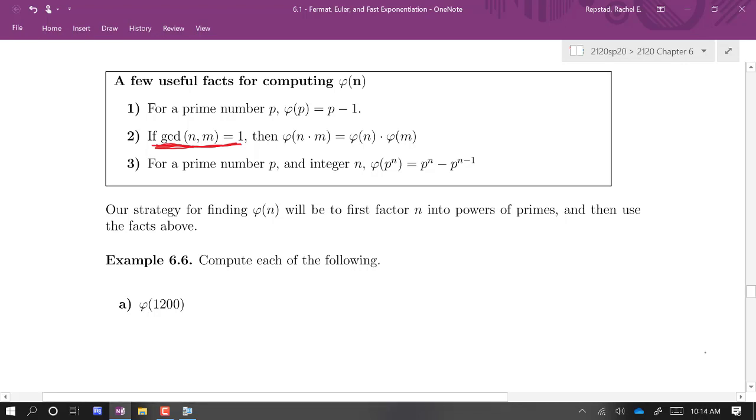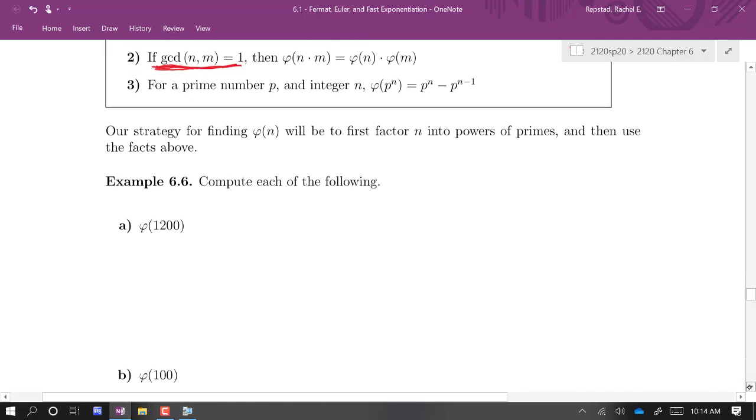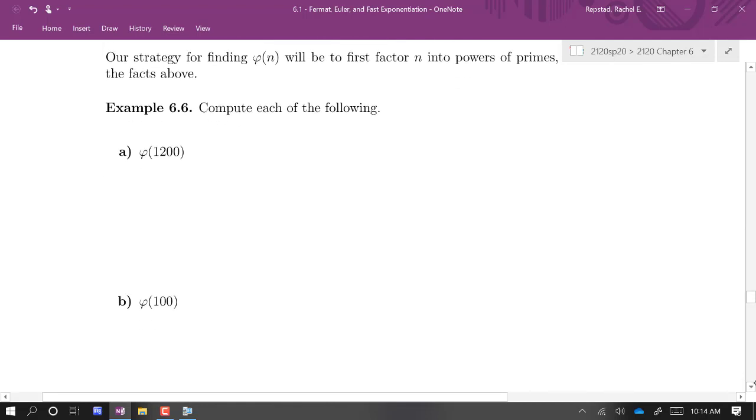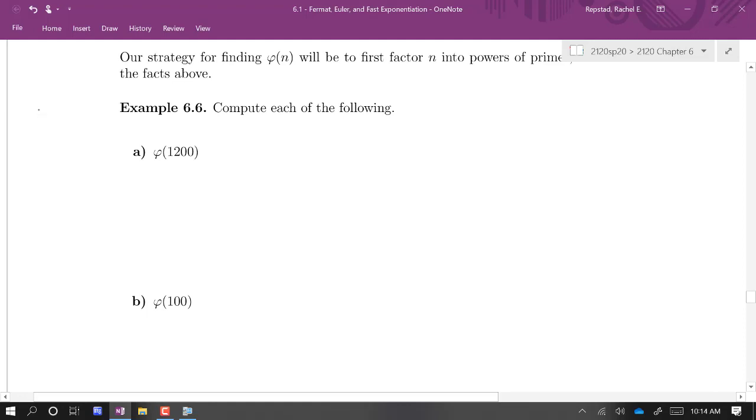So we're going to find phi of 1200. And we're not going to do it by listing all the numbers and trying to figure out what is and is not relatively prime. We're going to start by factoring the number 1200. Make a little factor tree.